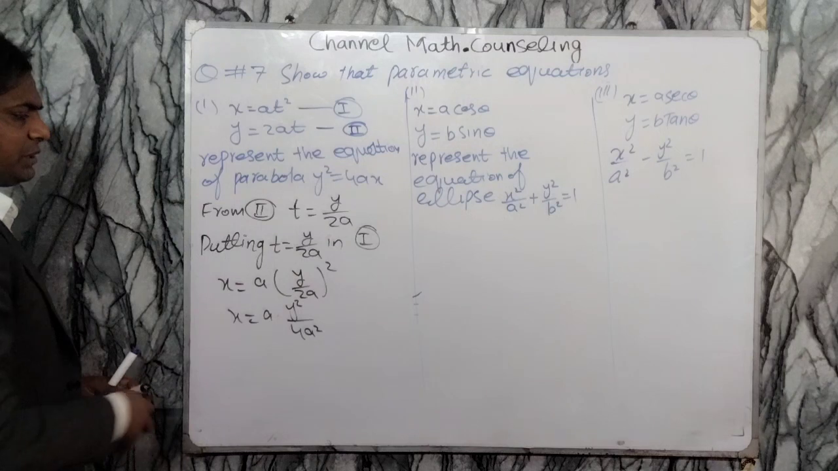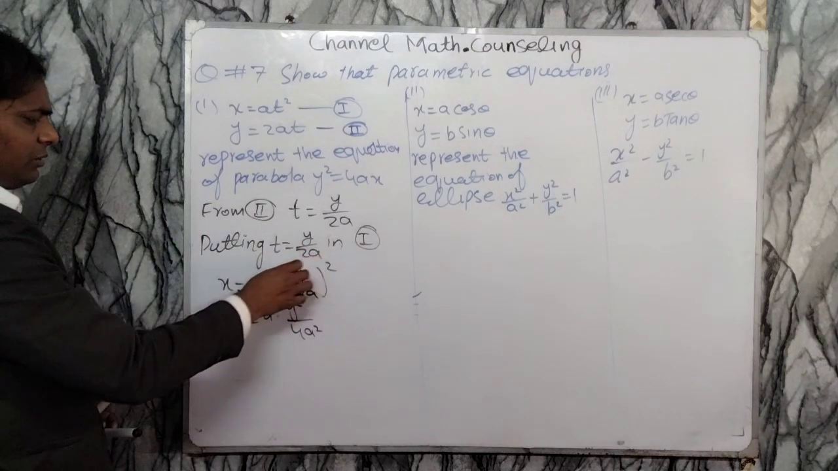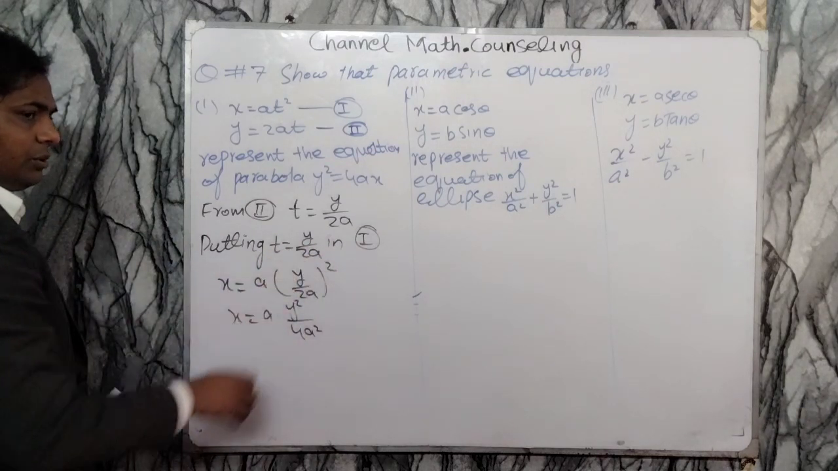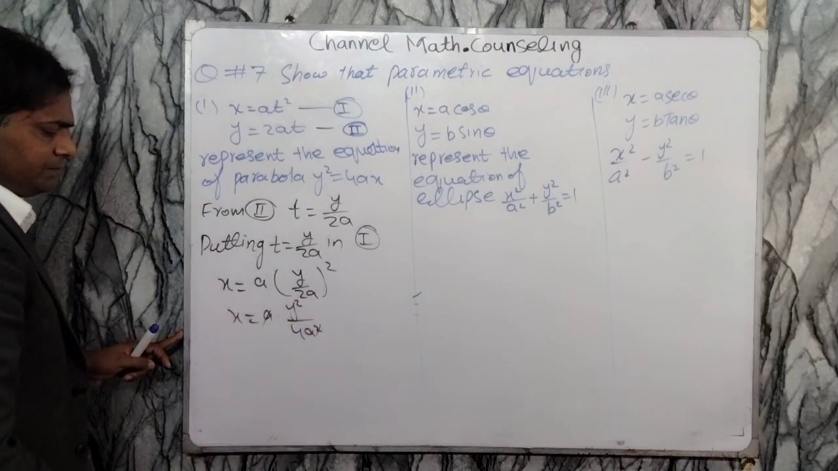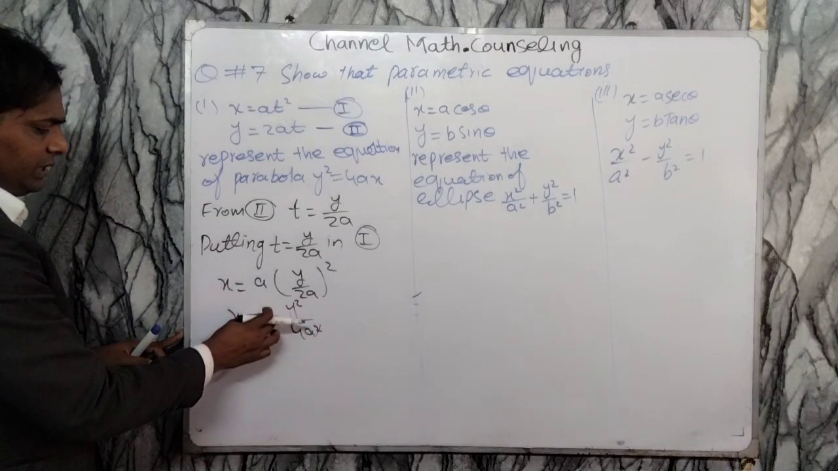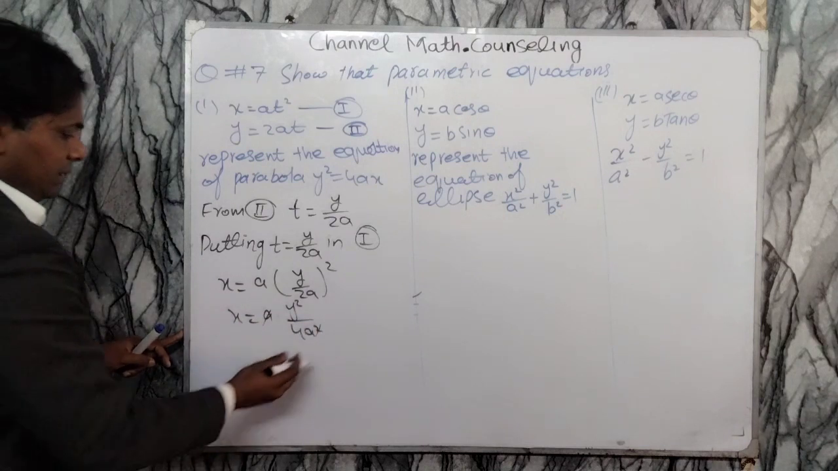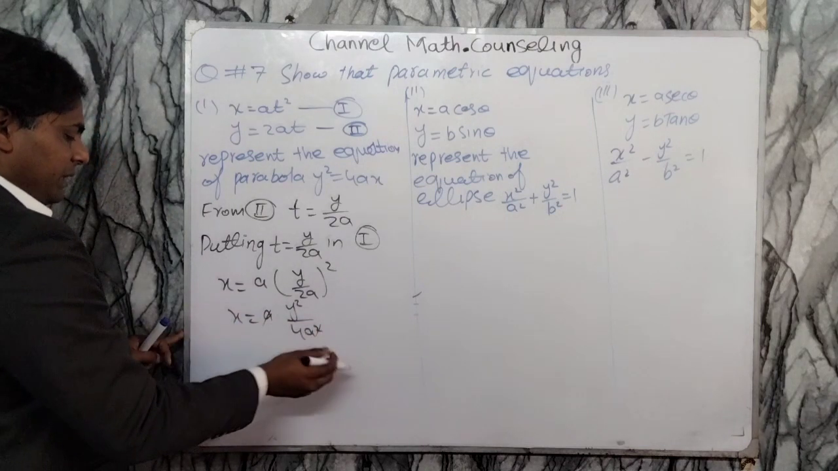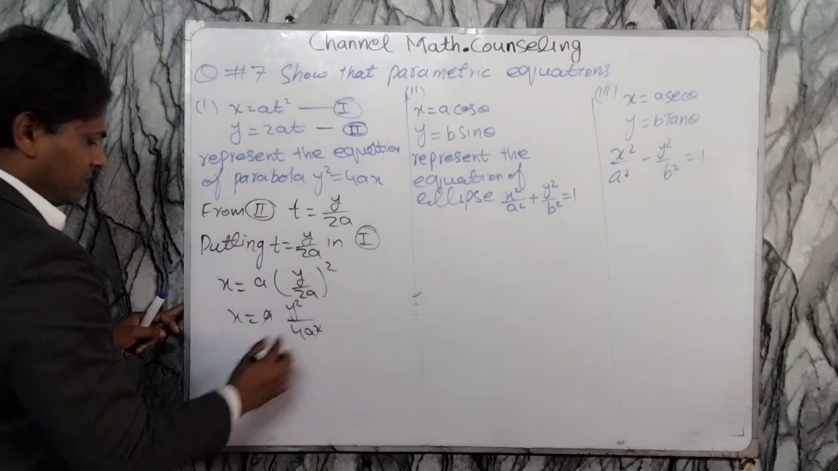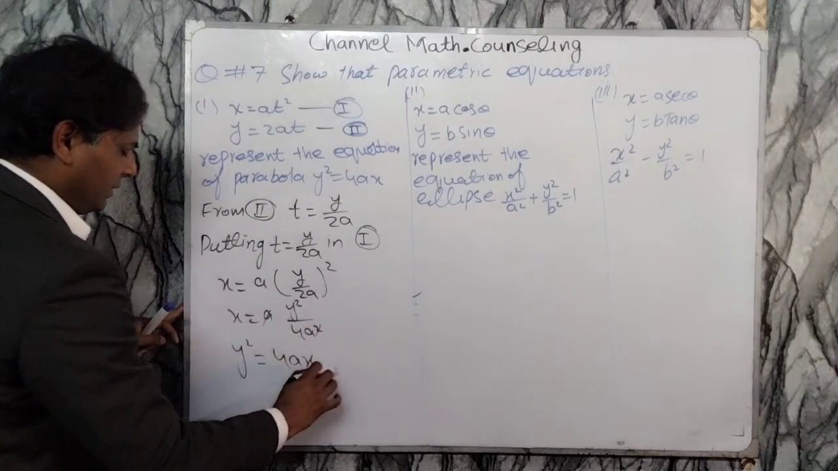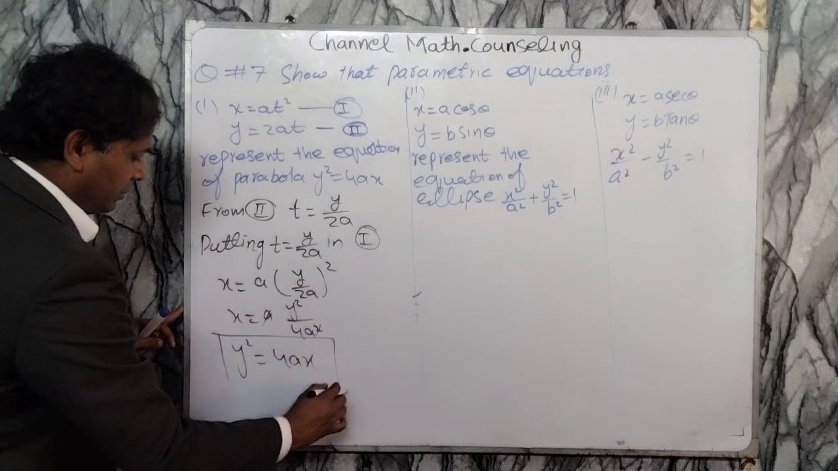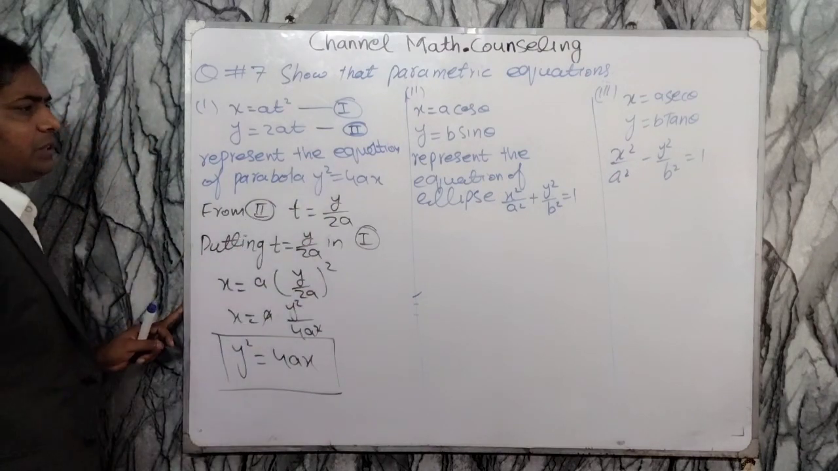Now I have separated the square of y and of 2a. So now a will be cancelled by a. Here there are two values of a, I have cancelled one. So 4a, if you take the cross product, y square will be equal to 4ax. Now this is our required condition that we needed.